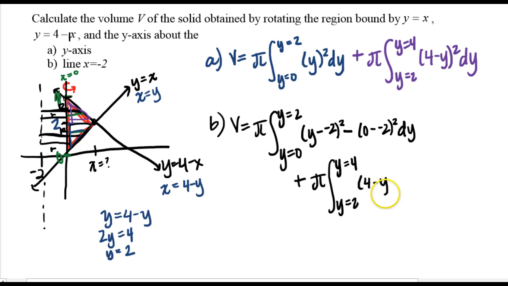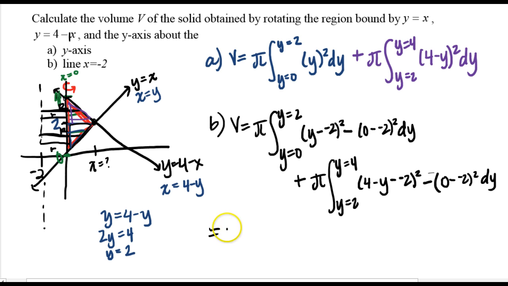So 4 minus y minus the left function, which is negative 2. So minus negative 2 squared. And then minus the little radius right here. So right minus left, 0 minus negative 2 again, squared dy. So these are the unsimplified versions of writing this.